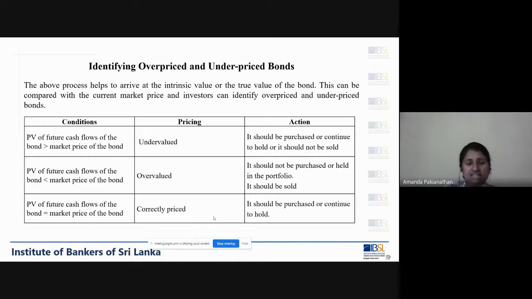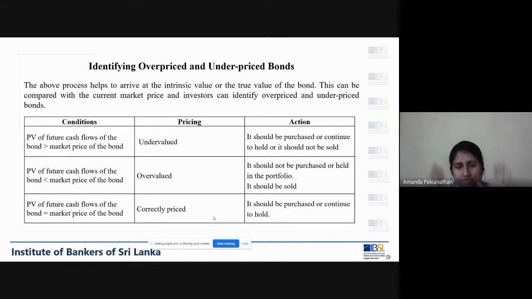Why? The value that I'm going to invest is the same value that I will get. That's the same worth of the bond. So, if you have this bond, yes, you can continue to hold until maturity, or you can sell off because it's correctly priced. If you don't have this bond, yes, you can go ahead and purchase because you're not paying something more, you're paying the correct worth of that bond.